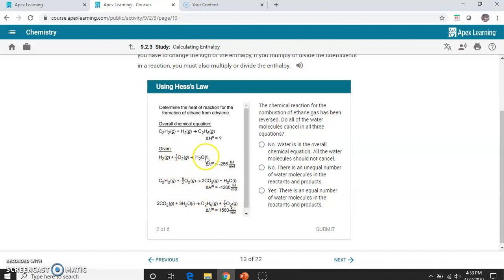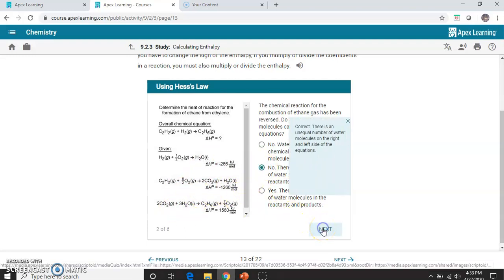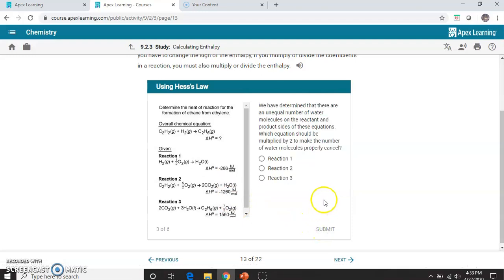Oh, there's three on that. So there's two on the right, three on the left. No, they don't cancel out. There's not the same number on both sides of the arrow. So now that it's unequal, we've got to see which one we should multiply by 2 to make the water molecules cancel. I think it's this one.